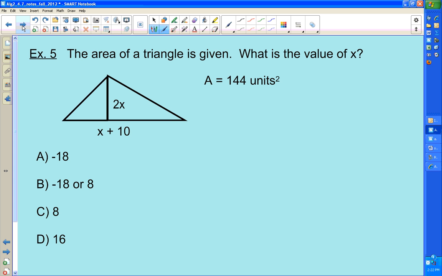They're asking you to solve for x. And they're telling you the area. Area is 1/2 base times height. 144 equals 1/2 x plus 10 times 2x. See if you can find out what x is.